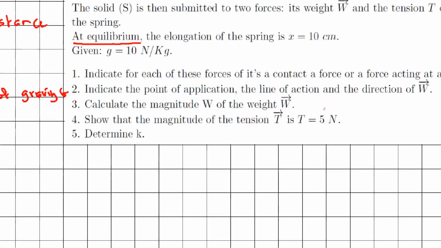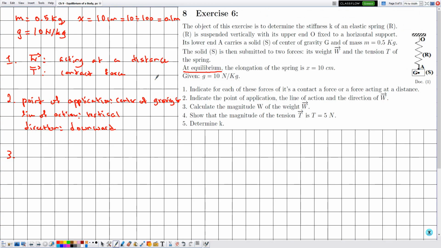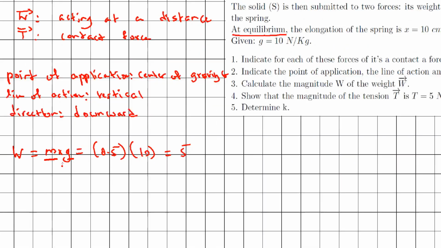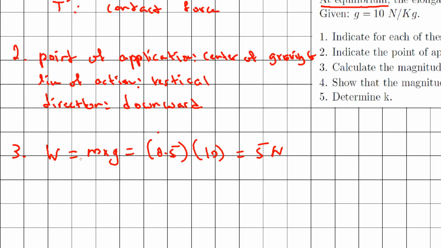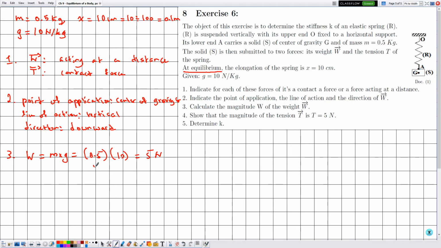As for number 3, they are telling us to calculate the magnitude W of the weight, which is given by m multiplied by g. The value of m is 0.5, and the value of g is 10. This is equal to 5, since both m and g are expressed in the SI, so the value of W will be in the SI, which is in newtons. Recall that this can be determined from kilograms, and newtons per kilogram, which eventually cancel out. Then the weight is equal to 5 newtons.